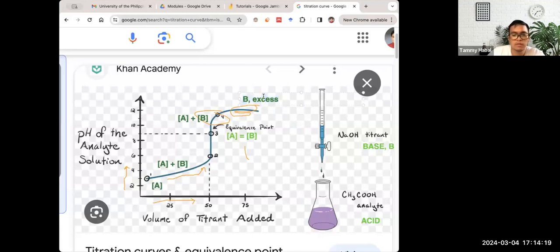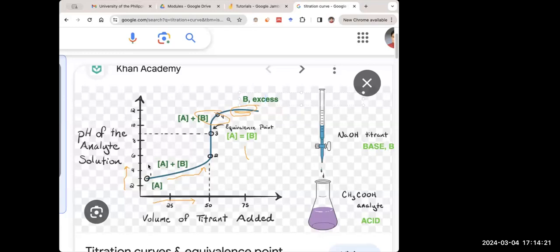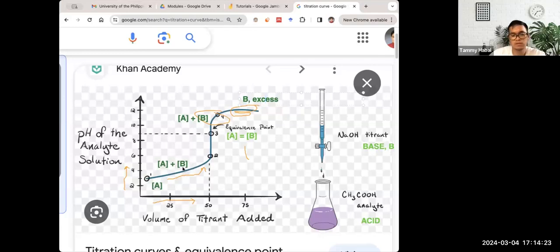You understand? So in this case, which is the excess, acid or base? Acid. Okay. That's why you have the term endpoint of titration, meaning it's the end of your titration. You have an excess of your base.